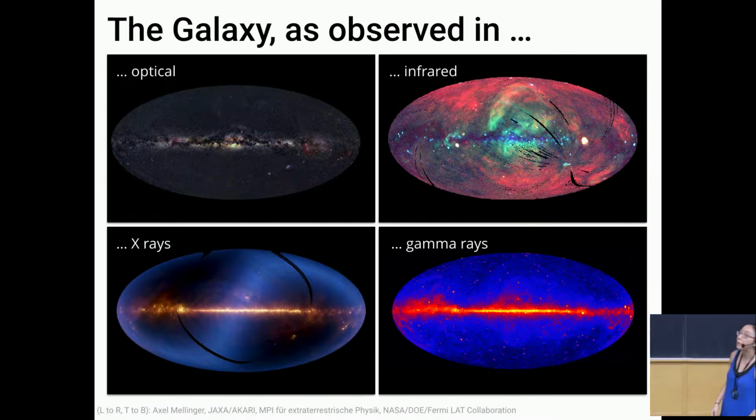Something similar happens when we look at the galaxy. So here we're looking at the galaxy, top left is optical, so we see the stars. This is kind of what you might see with your eye or a good telescope in your backyard if you are lucky enough to be somewhere without a lot of light pollution. And then in the infrared, you get a lot of emission from dust and diffuse matter, other material in the galaxy. And then in X-rays and gamma rays, you start to see really bright point sources that are both in the galaxy and outside of the galaxy.